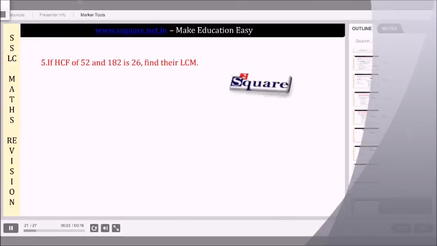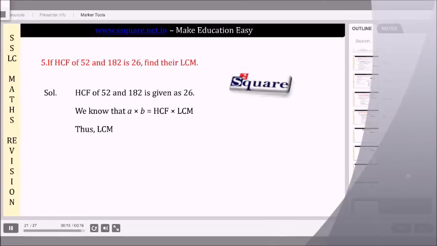If HCF of 52 and 182 is 26, find the LCM. HCF of 52 and 182 is given as 26. So A into B is equal to HCF into LCM. LCM is equal to 364.